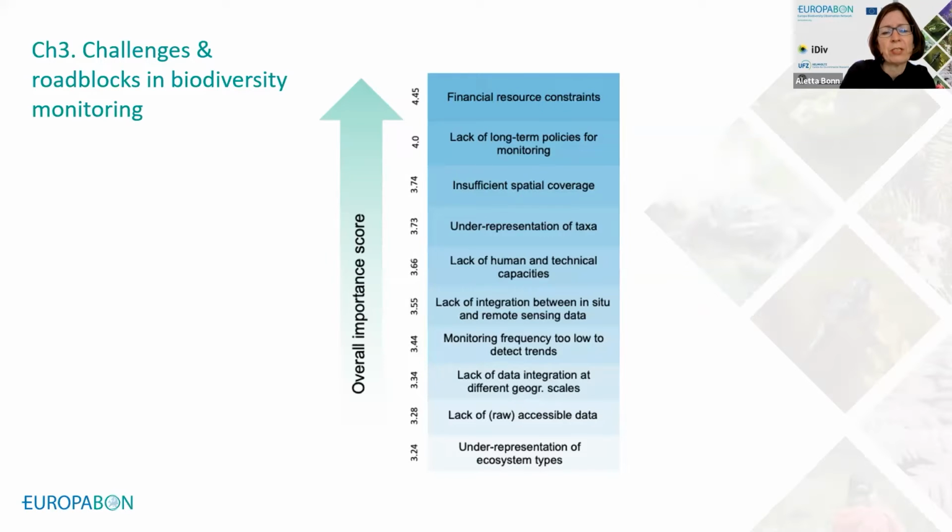Sometimes it was felt that the monitoring data frequency is too low to actually detect trends. So if this is too low, then the data are not useful. But there is also, and I think I said this before, a lack of data integration across different geographical scales, and here EuropaBON can help. Most importantly, however, very often only aggregated data are being reported. This diminishes their information content, and there is a lack of accessible raw data and FAIR data.